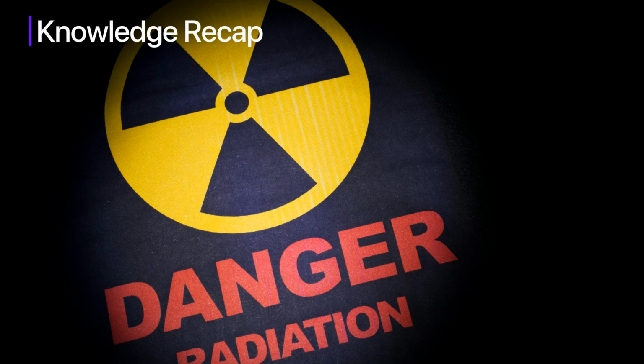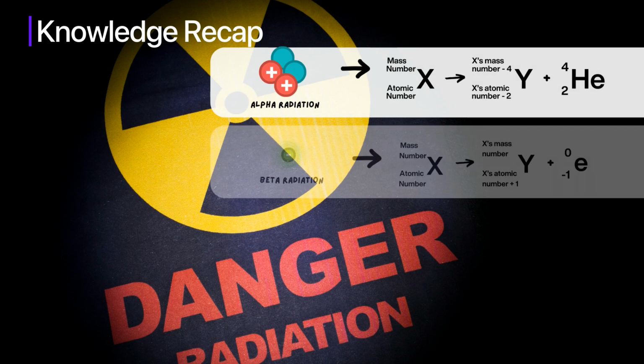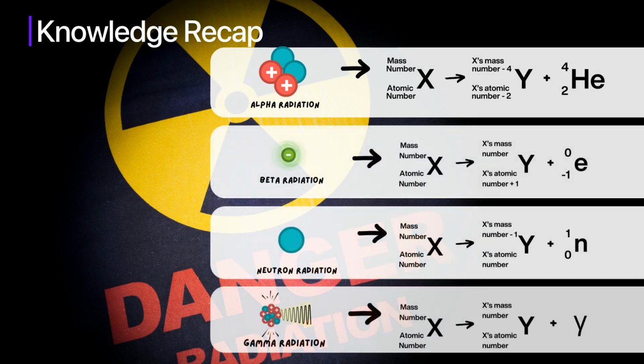So far, you have become familiar with the different types of radiation, alpha, beta, neutron, and gamma radiation, and their associated nuclear equations. Building on this foundation, we can now delve deeper into the specifics of ionization and the varying ionizing powers of different radiation types. This will enhance our understanding of the principles governing radiation and its effects on matter. Let's get started.